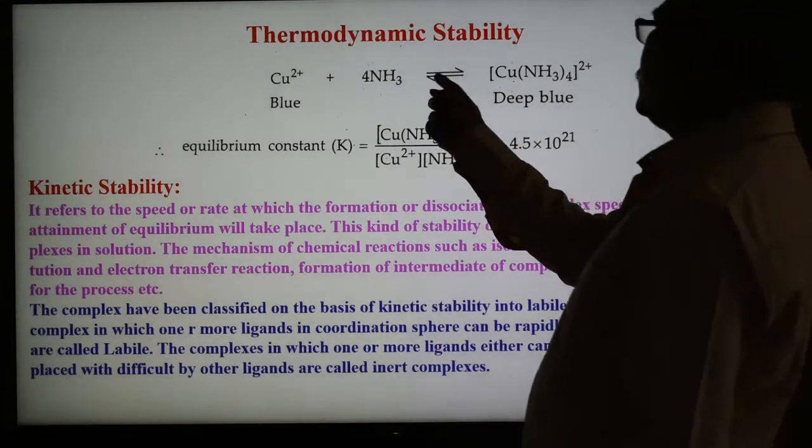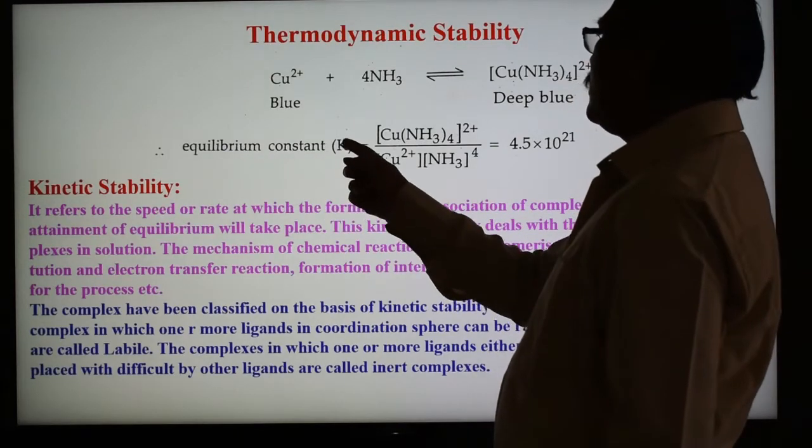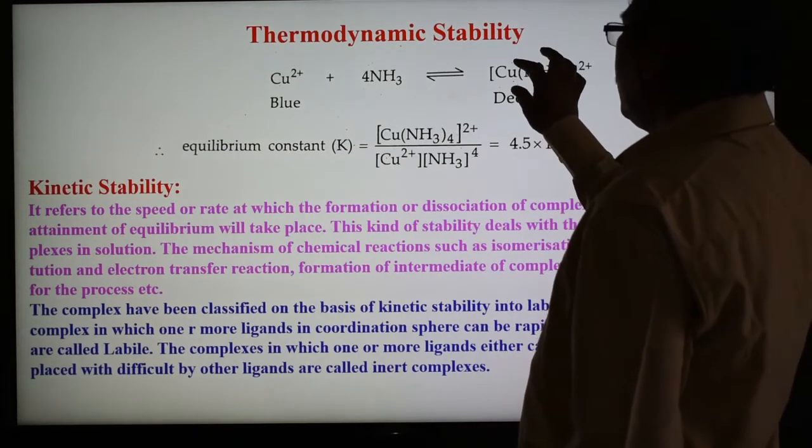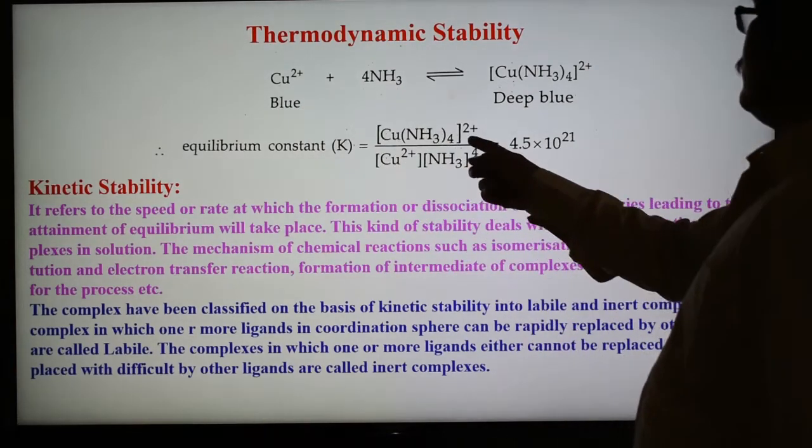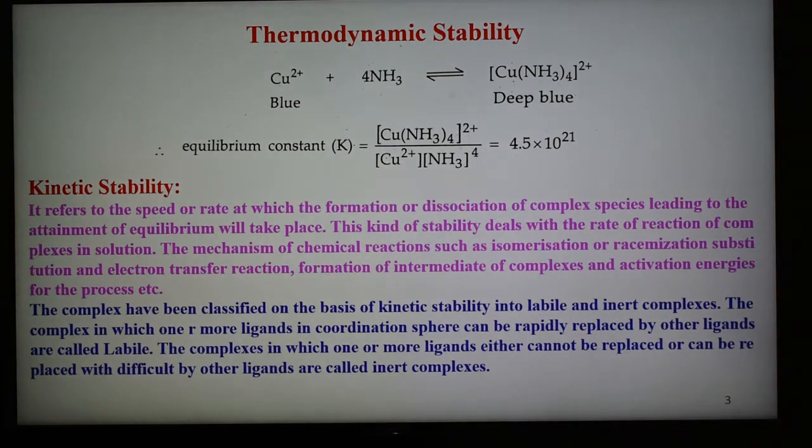This is an equilibrium reaction, and for it the equilibrium constant can be determined. The equilibrium constant K equals the concentration of product upon the concentration of the two reactants. Here the value for this complex is 4.5 x 10^21, which is very large. A high value of K means the complex ion is thermodynamically stable, and therefore the equilibrium constant K refers to the stability constant of the complex: the higher the value of K, the greater the stability of the complex. On the other hand, 1/K is known as the instability constant. So K is the stability constant, and the greater the value of K, the more stable the complex.